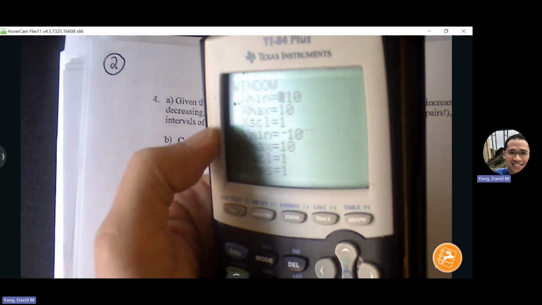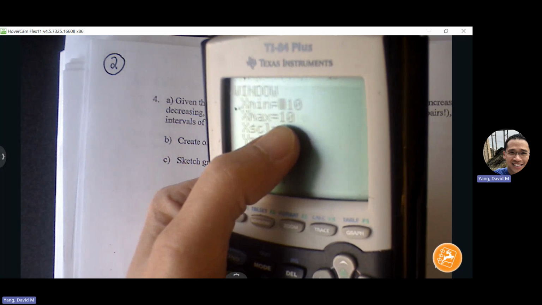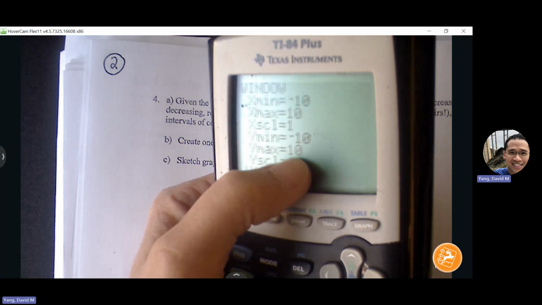X-min tells you the furthest left the graph is going to show you. So this will show you all the way to -10. It'll show you all the way to the right of +10. It'll show you a minimum Y value of -10. It'll show you a Y max of 10.